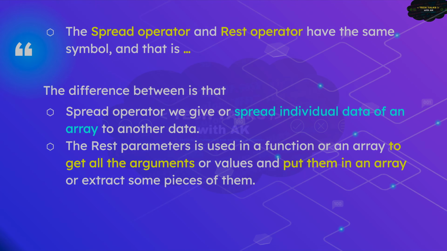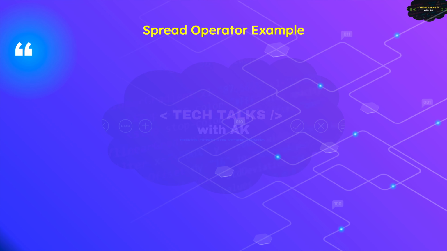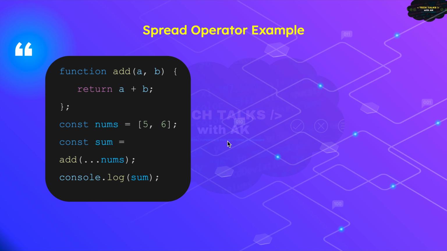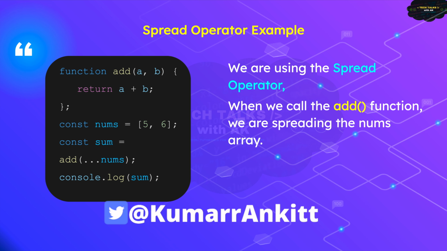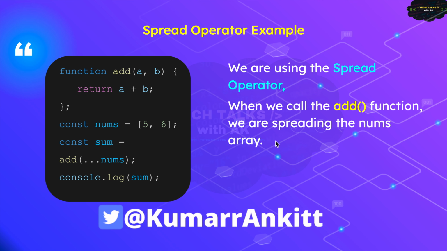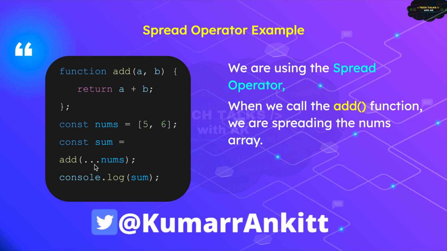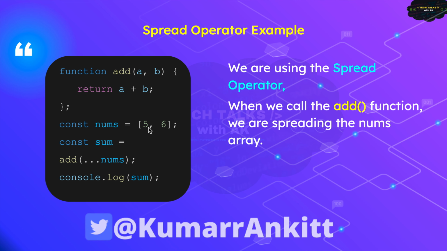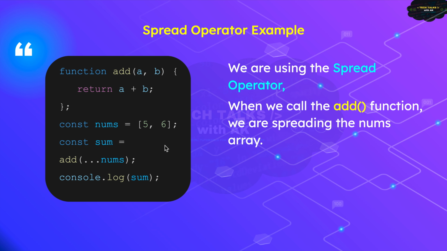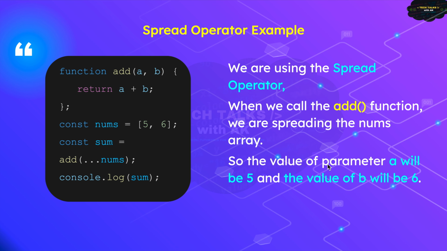Let's have a look at examples. Here we have a spread operator example, which is this. When we call the add function, we are spreading the nums array. If we are spreading this nums array, which has two values 5 and 6, we are passing 5 and 6 to this add function. So the value of parameter a will be 5 and the value of parameter b will be 6, and the answer will be 11. This is the example of spread operator, and that's how we use spread operator in our JavaScript code.